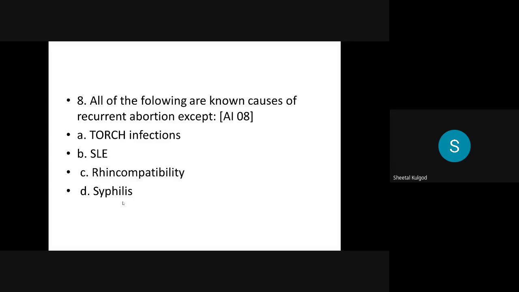So amongst these two, if there is a confusion, always choose the one which is documented well and studied well. Okay, so you have to choose the answer that is A. Torch infections is the one which is not known to cause recurrent abortions. Agreed?